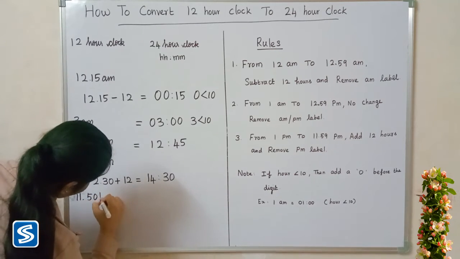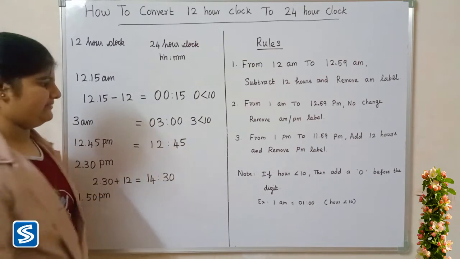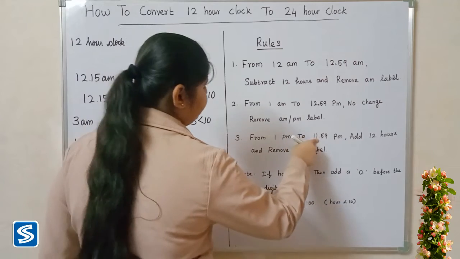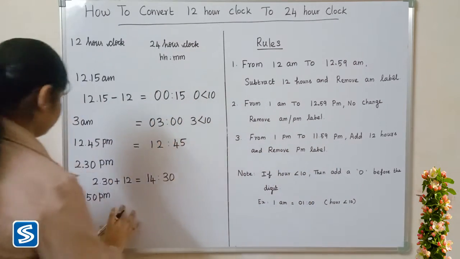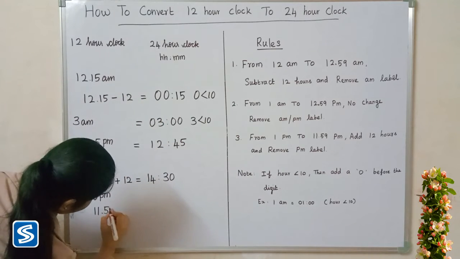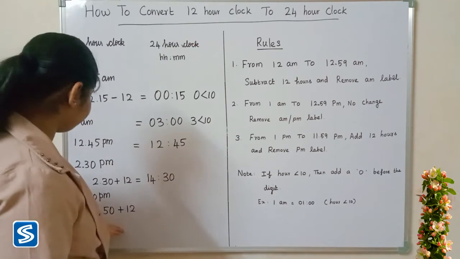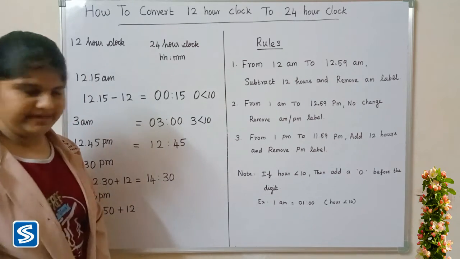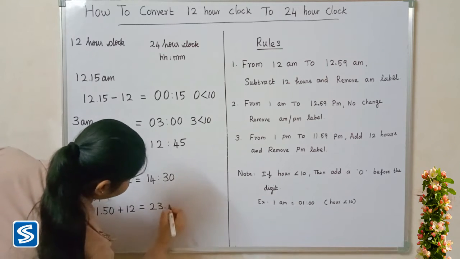11:50 PM. 11:50 PM lies between 1 PM to 11:59 PM. So now we have to use rule number 3. So 11 hours 50 minutes plus 12 hours will be 23 hours 50 minutes.